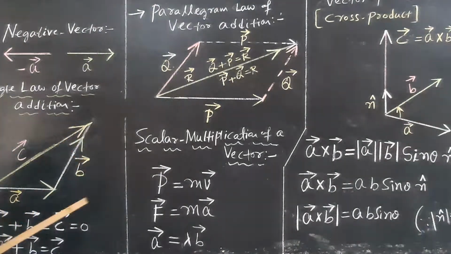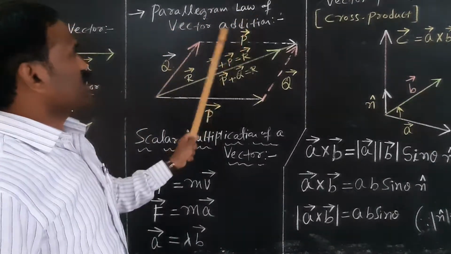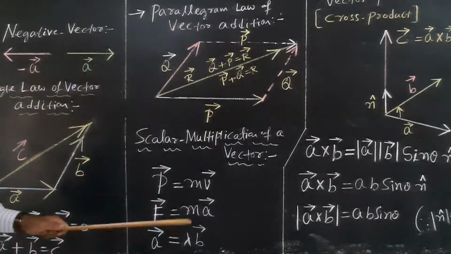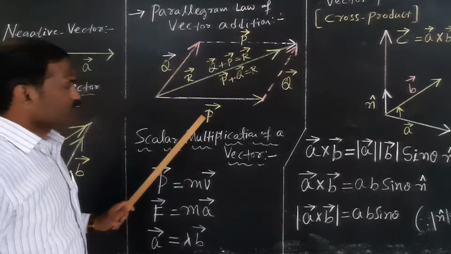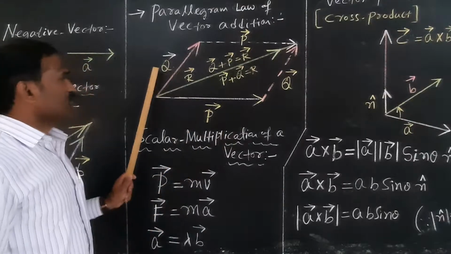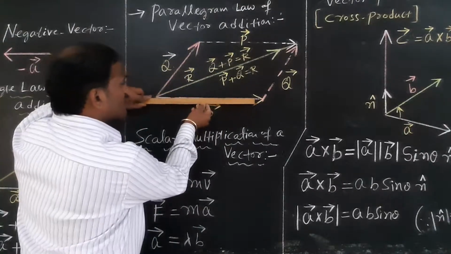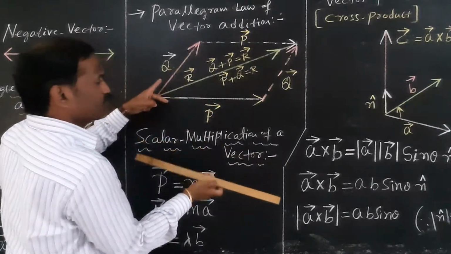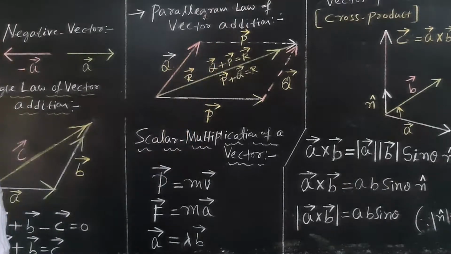So triangle of vector addition is got over. Now, parallelogram law of vector addition. So how to add the two vectors? Let us consider vector P, vector Q, which represents both magnitude and direction, acting along the two adjacent sides of a parallelogram. So what is parallelogram law of vector addition?